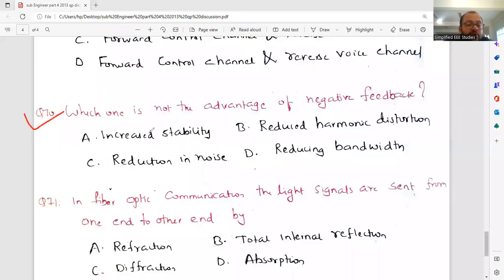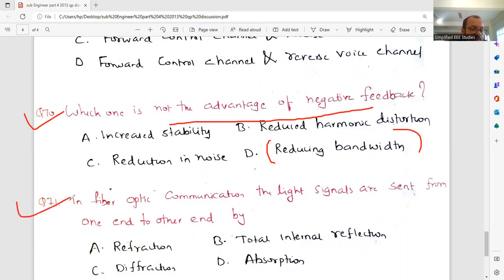Question number 70. Which one is not an advantage of negative feedback? So you study the fundamentals of negative feedback, why negative feedback is required, what is the importance. If you look at this particular question, it is very clear that if you go for negative feedback, bandwidth would have been increased, but they have written reducing the bandwidth. So obviously the right answer is D. D is the right answer.